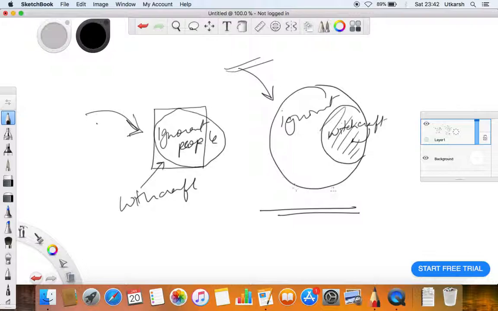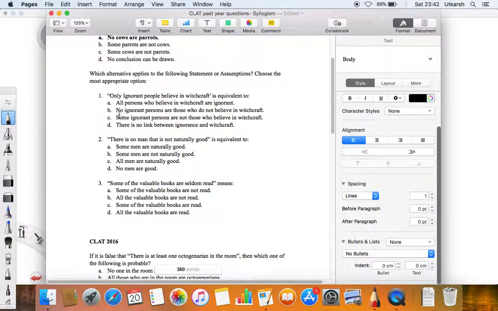So here we have only ignorant people believe in witchcraft. So this is the ignorant plate, right? This plate is full of ignorant people, and we know that only ignorant people believe in witchcraft. So witchcraft will have to be a plate within the ignorant plate, right? Now either it could be the entire size of the ignorant plate or it could be smaller. If it is the entire size of the ignorant plate, it will be all ignorant people believe in witchcraft, which is not given, right? The only thing that's given is only ignorant people believe in witchcraft.